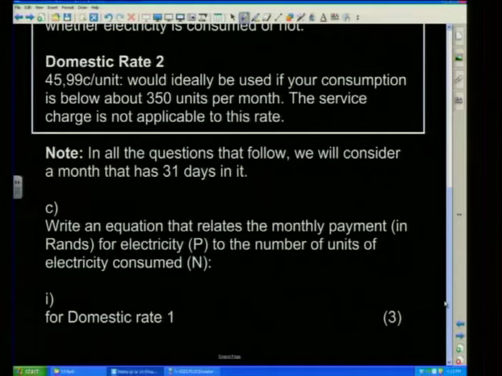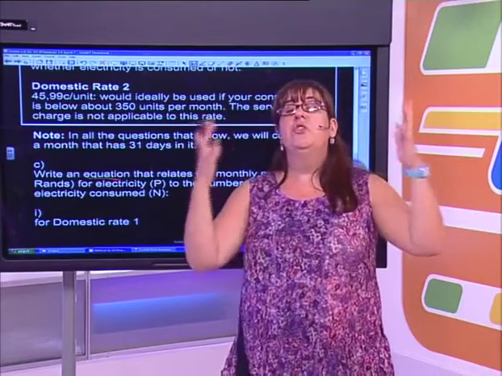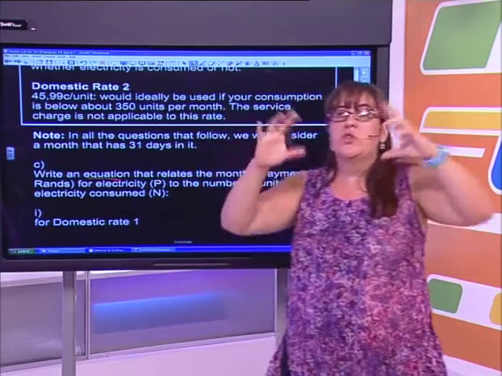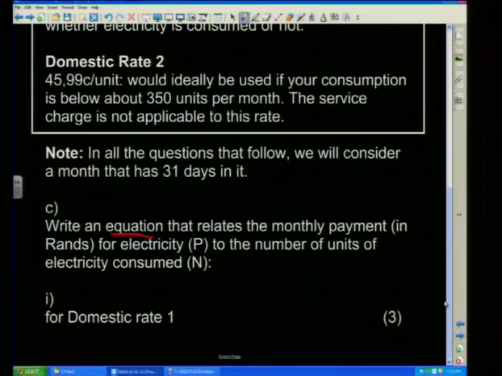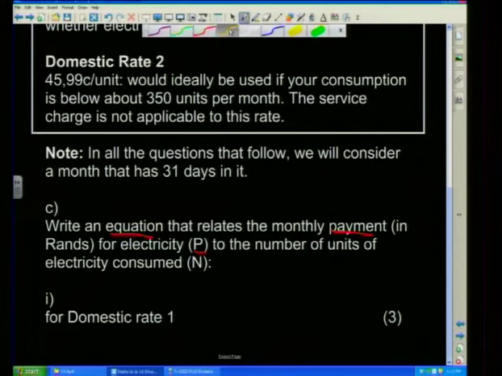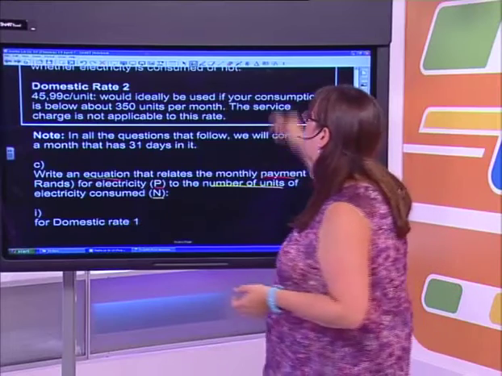Right. They want us to write an equation. Remember we did equations last term. That relates the monthly payments in rands for electricity, and they want us to use a P, to the number of units of electricity consumed, which they want to use an N. Now, whenever you're asked to use an equation, remember I said to you, you can use words, but they've told us what those words represent. So the payment is our P, and our number of units is N. So we can use those letters rather.